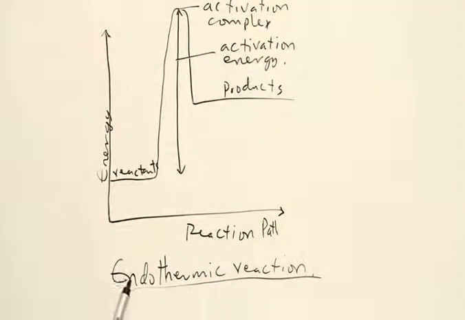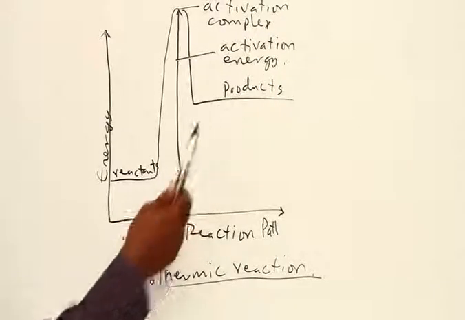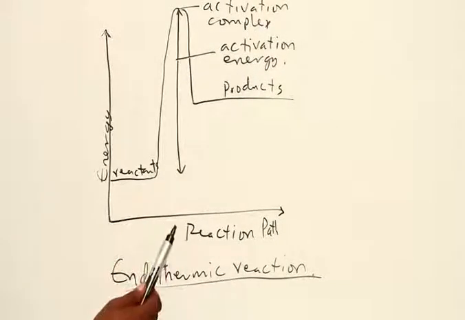In the energy profile diagram for an endothermic reaction, we can see that the energy content of the reactant is smaller than the energy content of the product. Hence, heat is absorbed from the surrounding.